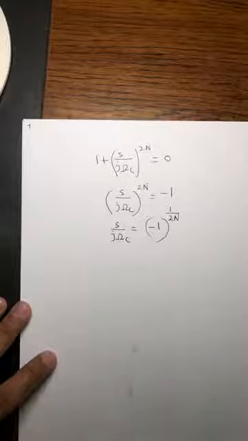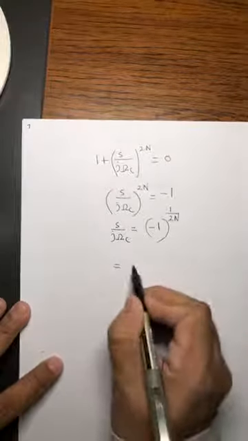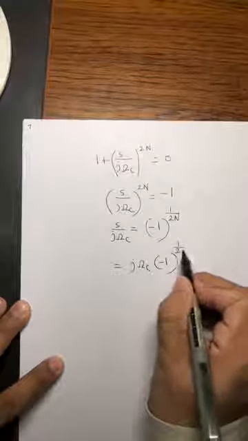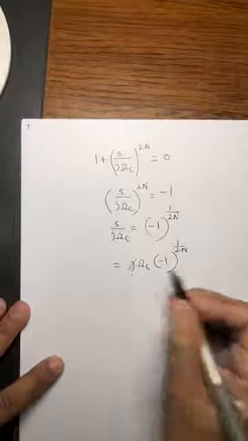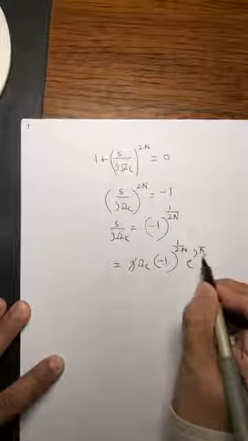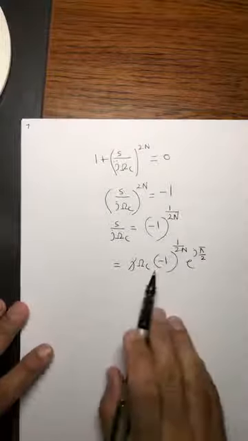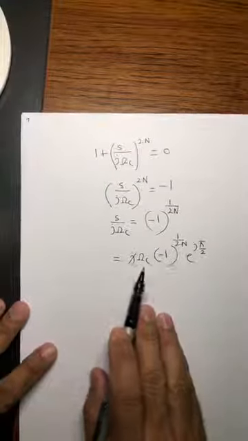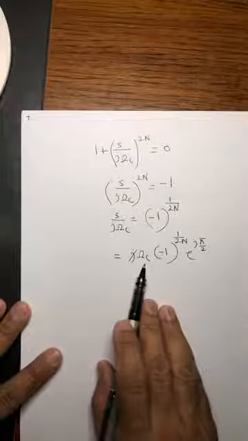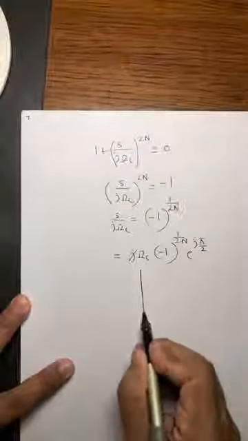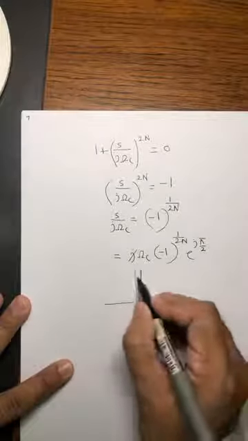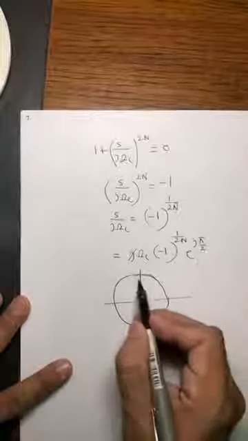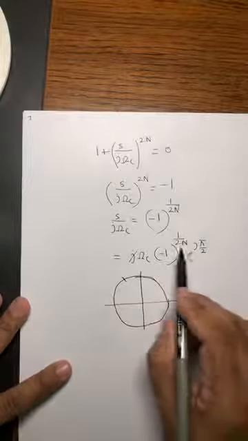So you say, I need to bring the j omega c to the other side. So you say j omega c times minus 1 to the 1 over 2n, and j can actually be written as exponential j pi over 2. So instead of a circle of radius 1, it is going to have a circle with radius omega c, because it's multiplied by omega c. So once you draw this, there is a circle of radius omega c and pi by 2. Starting from here, you are going to have 2n roots of unity.